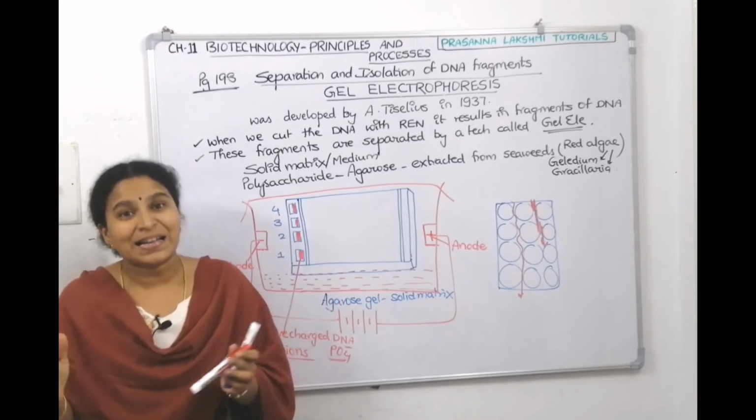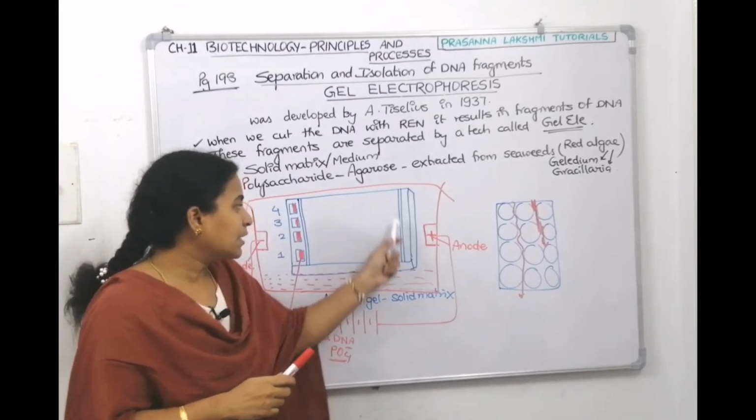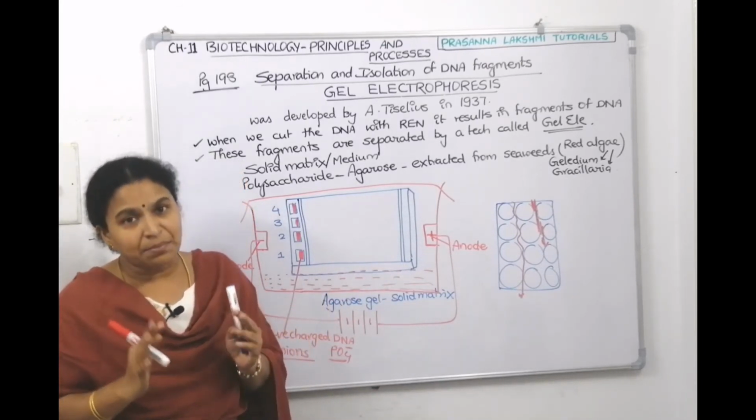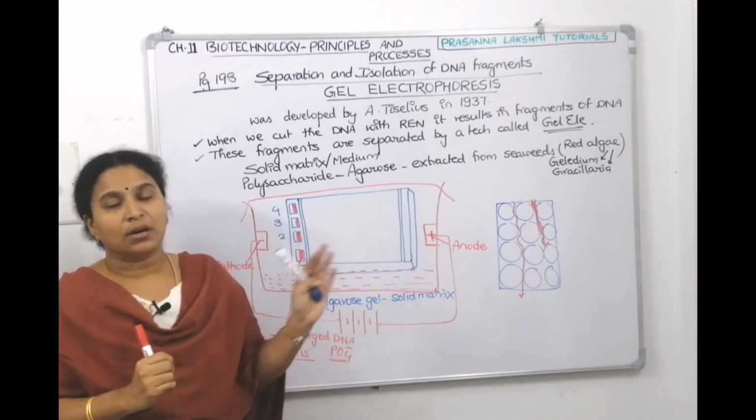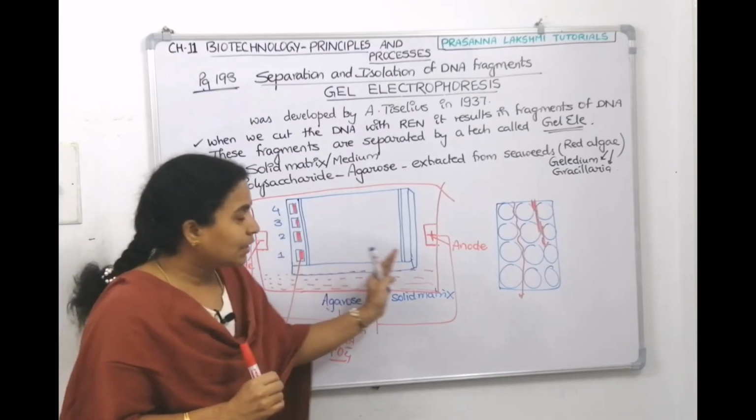Smaller DNA separates faster. Smaller DNA will get separated towards the anode. Bigger DNA takes some time and it will be somewhere near the cathode but not near the anode. Like that it will be there. So, like that the DNA gets separated.